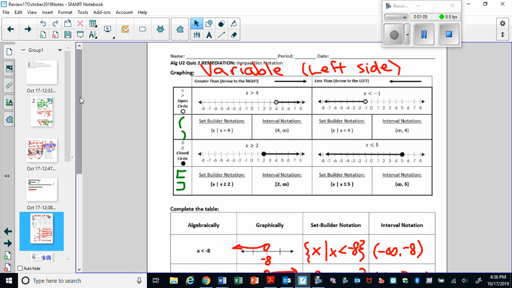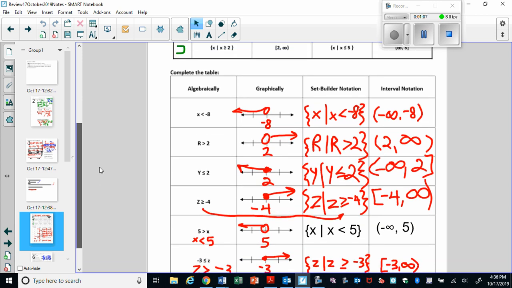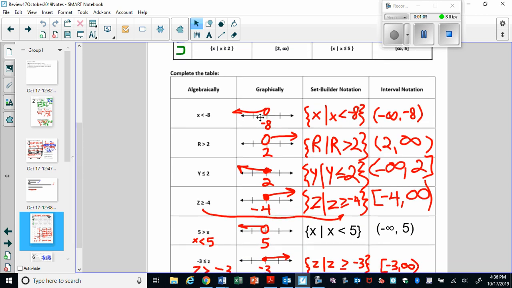This is the inequality section. Again, be careful. Watch your graphs. Open circles, that's for less than or greater than signs. Closed circles, less than or equal to, greater than or equal to. Parentheses, that's when we have less than or greater than. Brackets are for the less than or equal to, or greater than or equal to.